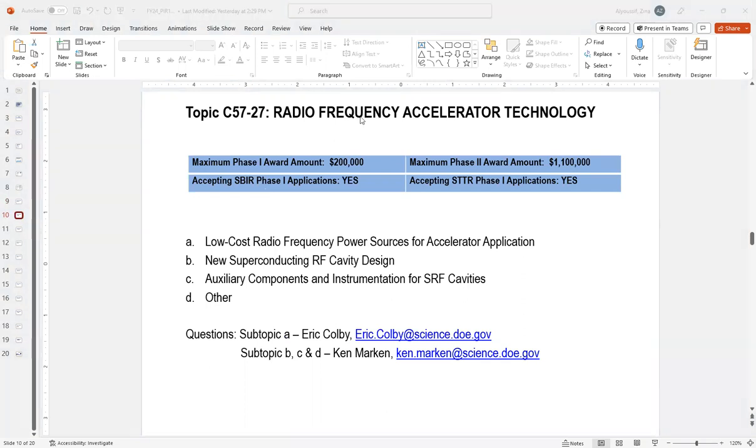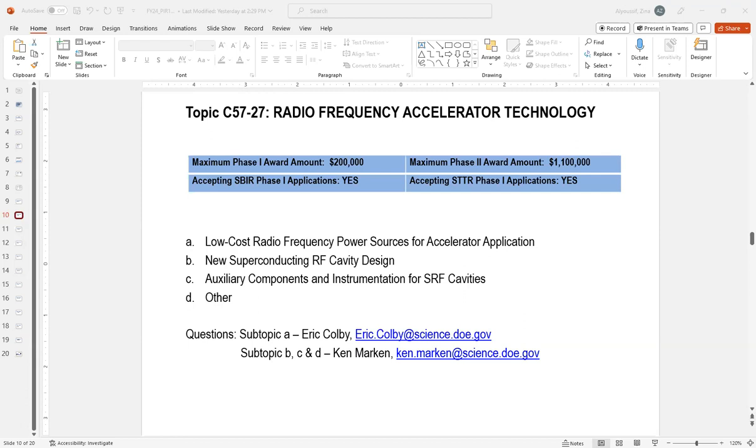Hi, shall I begin? Please go ahead. Okay. My name is Christine Clark. I'm speaking on behalf of Eric Colby, and I'm going to just discuss point A, and that's the low-cost radio frequency power sources for accelerator applications. We're interested in development of RF sources, both vacuum tubes and solid-state devices are included in this. As a high-level summary, we're interested in low-cost, efficient sources for both warm and cold accelerators.